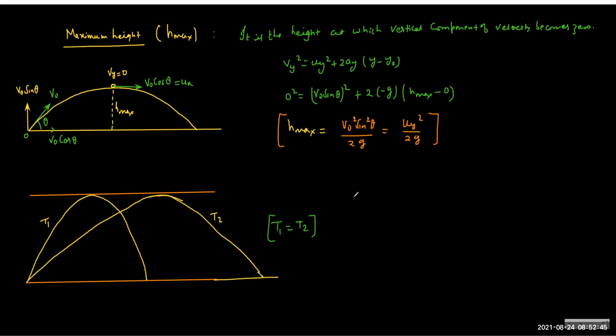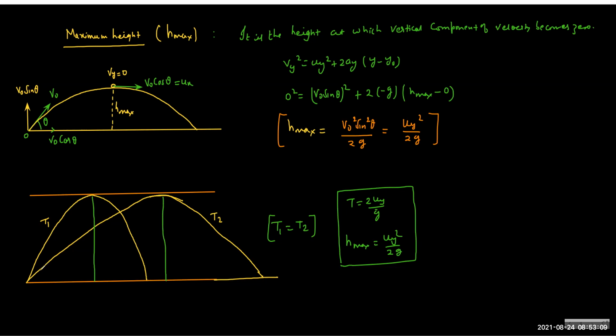So we know that T is 2uy by g. But we also know that h max is uy whole square by 2g. Now these two will tell you something interesting. If they have the same h max, they must have the same y component, because they have been taken by the y component up to that height, right? So the y component for both objects must be equal.